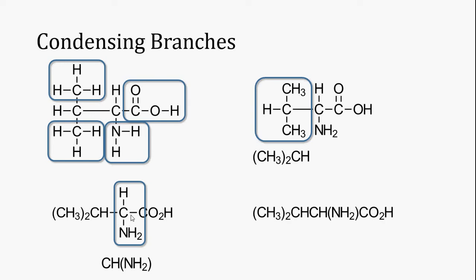And here's the final condensed form. Two CH3s attached to a CH, attached to another CH, which has an NH2 coming off of it, attached to a CO2H. Here's another example. Let's go back to isoamyl acetate.